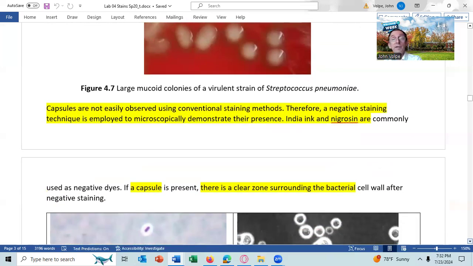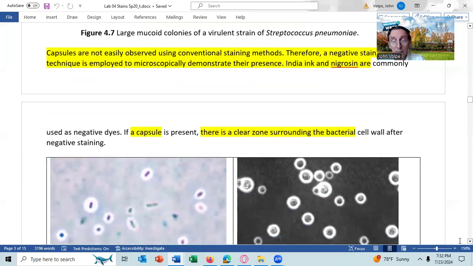Capsules are not easily observed using conventional staining methods. So when you're staining with the Gram stain, it will wash away the cell capsule. Therefore, a negative stain technique is often employed to microscopically demonstrate the presence of a capsule. If you don't know a negative stain, usually you just add the stain on and then look at the cells. And so there is no washing step to wash away the capsule. Like here, we've just flooded the slide with India ink and then look at the slide with wet India ink on it to look for the presence of a capsule.